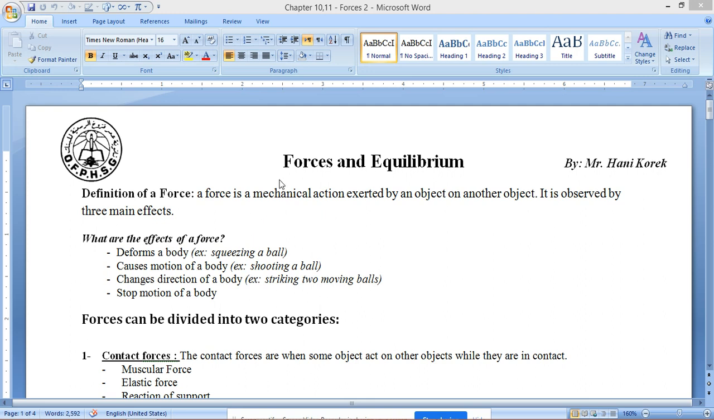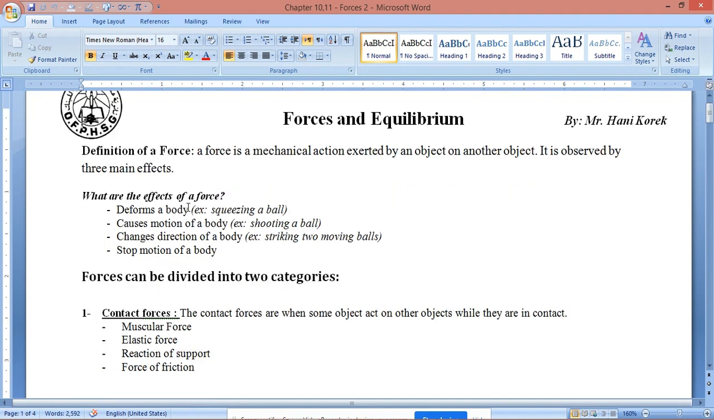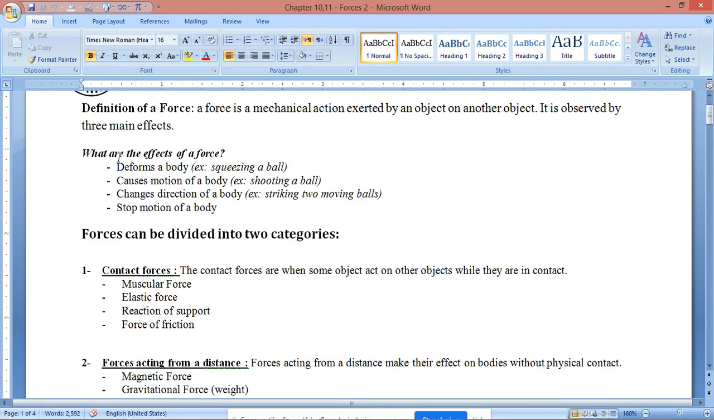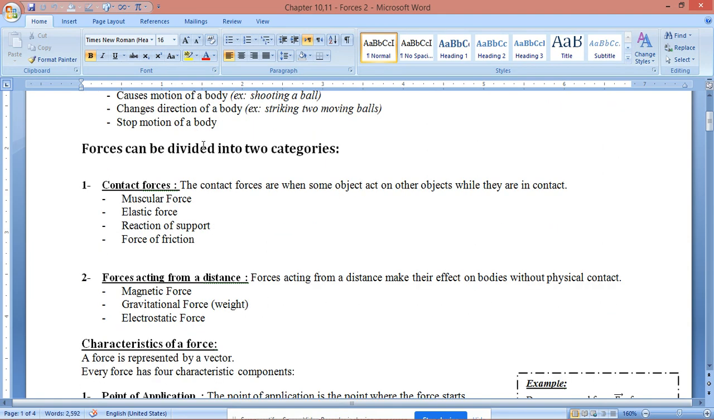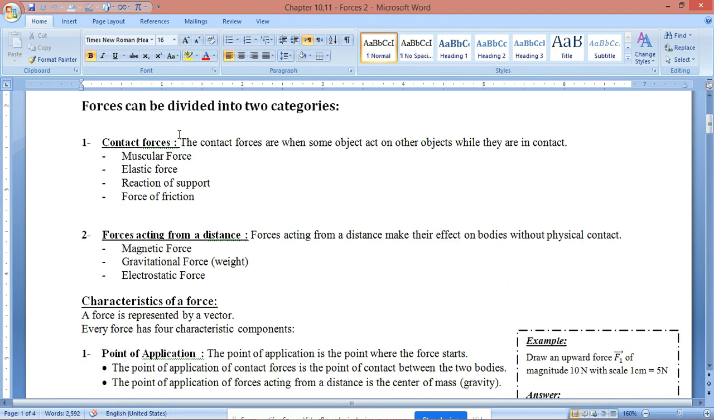As a quick overview on this lesson, forces and equilibrium. I explained in the class the introduction of the forces. We define the force, we specify the effect of a force, and the two categories of the forces. We can classify the forces into contact forces and forces acting from distance.